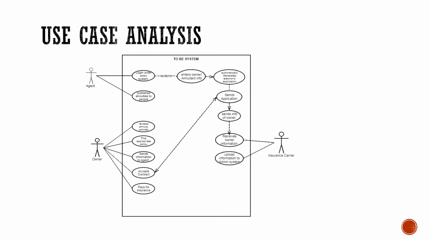As described in the requirement determination phase, the agent's going to log in and enter the information of the owner or the annuitant into the system, which then the system will validate and send the information back to the owner to sign a consent form. Once the owner accepts the contract, the information is passed to the insurance carrier, who is going to save it, store it, and implement the process.